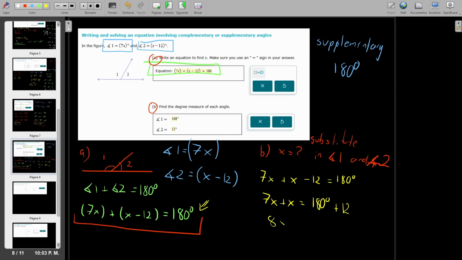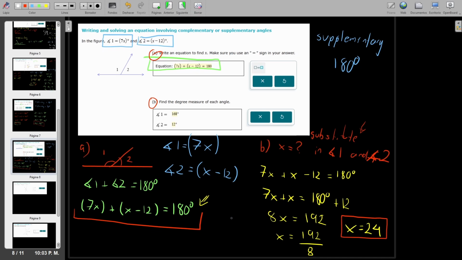Now, again, 8x is going to be how much? 192. x is going to be 192 over 8. So x is going to be 24, that makes more sense. This is the value of x. Now remember we're going to be substituting in 1 and 2. Going to be going a little down.